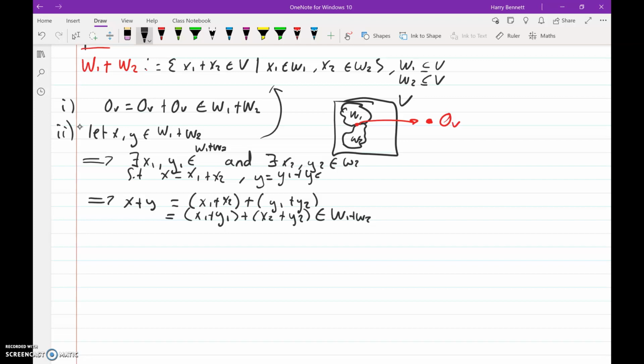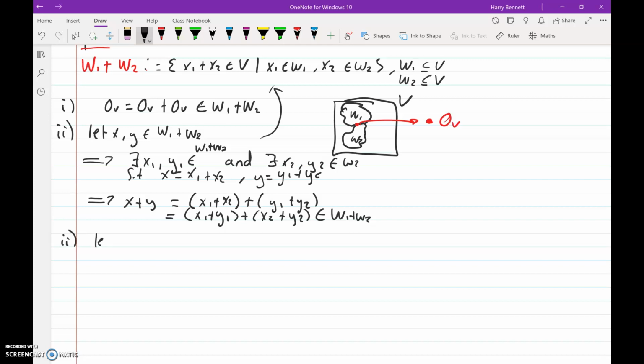So we've just shown this because we take an x and a y in the sum, and we know that there's at least one x1 and one y1 in W1, and there exist at least an x2 and a y2 in W2. We express the sum, and because we know W1 and W2 are subspaces, we know it's closed.